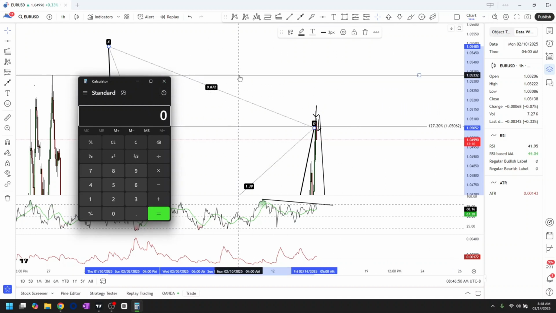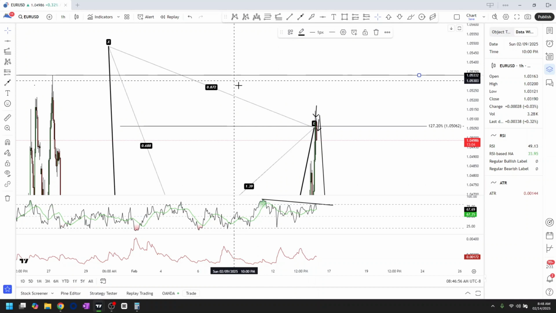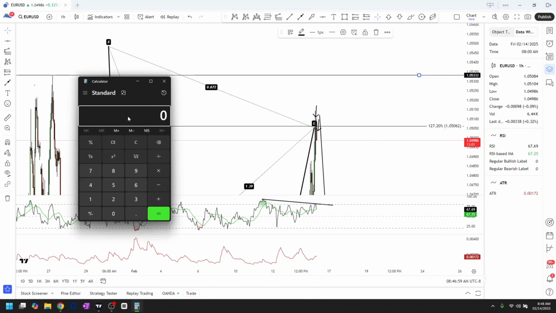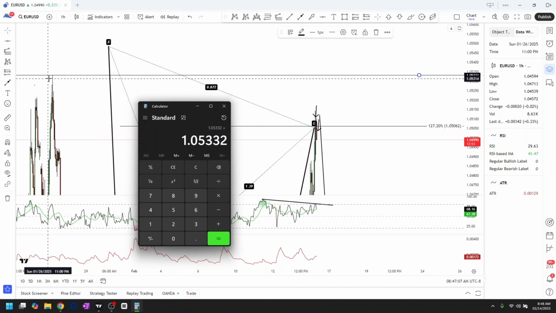105,332. Actually, this is what I'm going to do. I'm going to copy it, make it easier. $105,332 plus, because it's going above, plus the ATR. Anybody remember what it was? 0.00178.